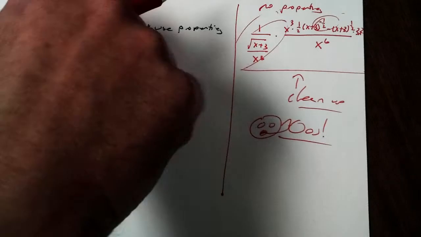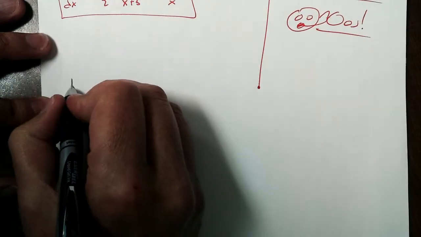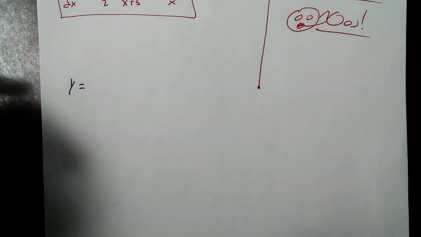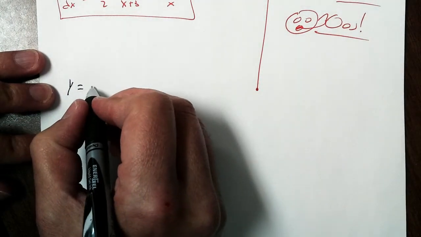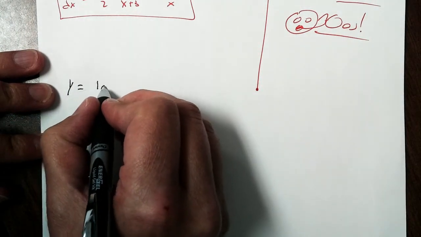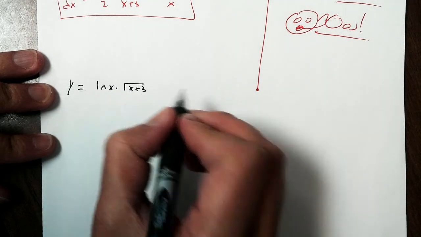Okay? So use those properties. So let's take a look at a few more that we can use. Y equals, and I'm going to show you a really cool application of natural log too. Y is equal to, let's say here, the natural log of x times the square root of x plus 3.